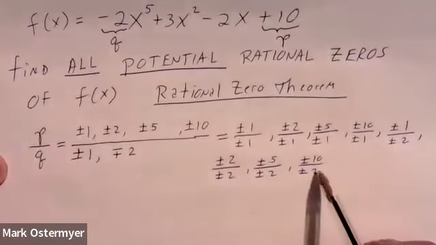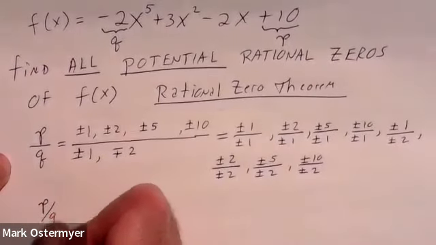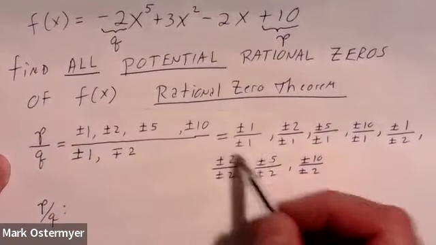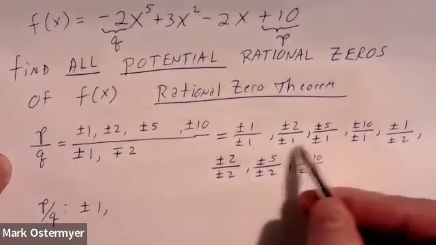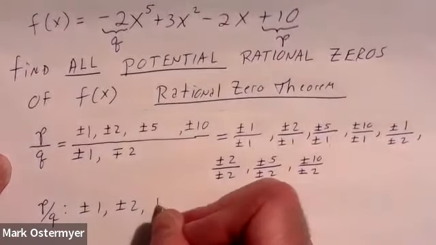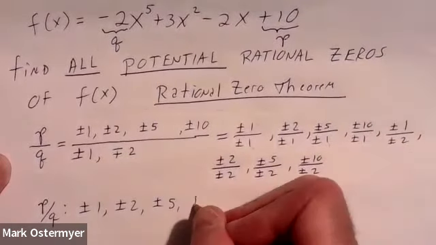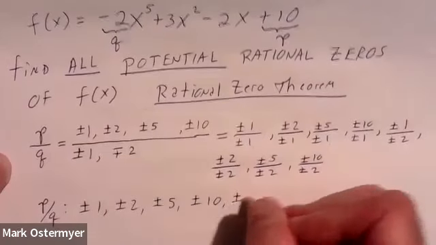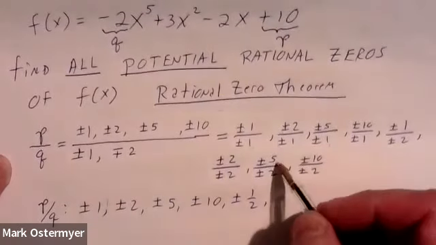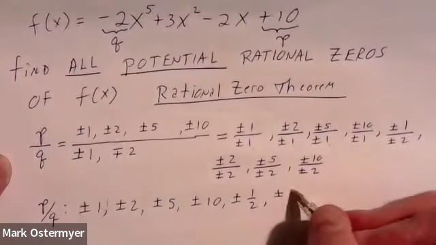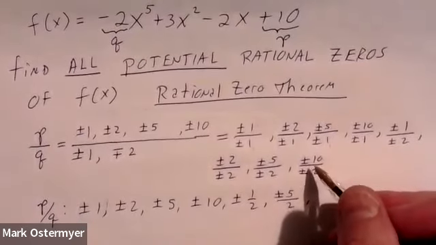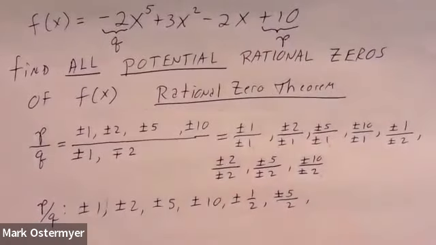Well, some of these are redundant and we need to clean this up. So what are all my potential rational zeros? Well, positive negative 1 divided by positive negative 1 simplifies down to just positive negative 1. Positive negative 2 is the simplification of this. Positive negative 5, simplification of this. Positive negative 10. Positive negative 1/2. Positive negative 2 over positive negative 2 is positive negative 1, but we've already accounted for that one. Positive negative 5/2. Positive negative 10 divided by positive negative 2, we've already accounted for that. That's positive negative 5. So there you go.